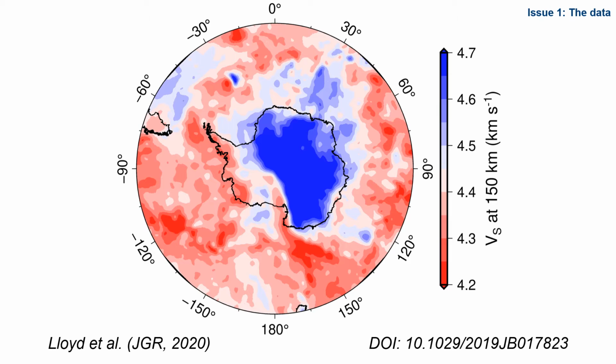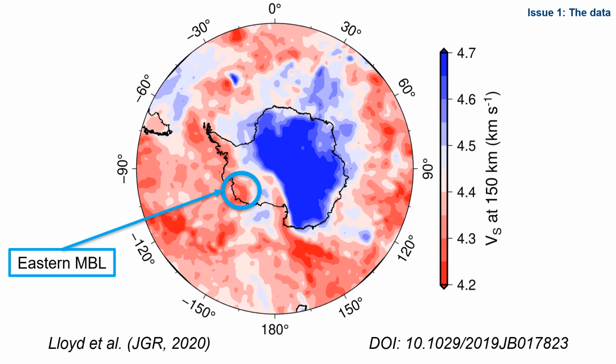The shear wave velocity at 150 km depth that you can see on this slide shows evidence of significant lateral heterogeneity over short wavelengths, such as a slow wave speed anomaly located beneath eastern Marie Byrd Land, consistent with the presence of several volcanic systems.